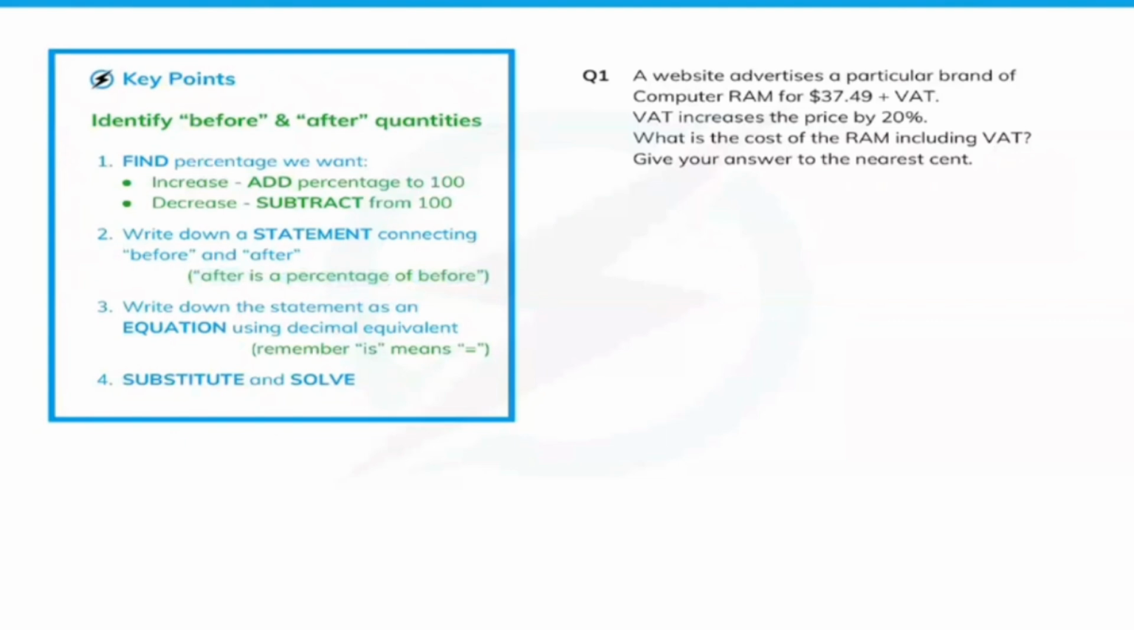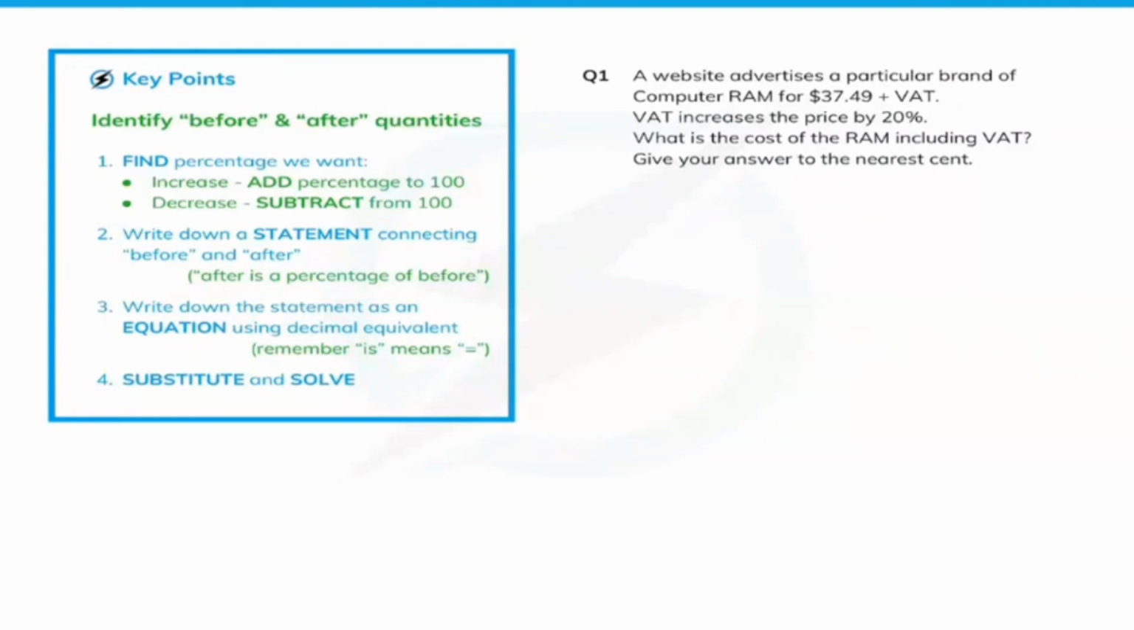Then we turn that statement into an equation using the decimal equivalent of the percentage. So if it's 95%, that's 0.95; we've divided by 100. Always remember that "is" means equals in maths, so that'll help us too. Then we simply substitute in the numbers and solve. So let's look at some questions.